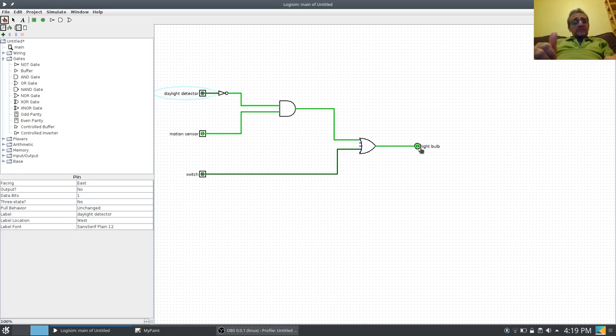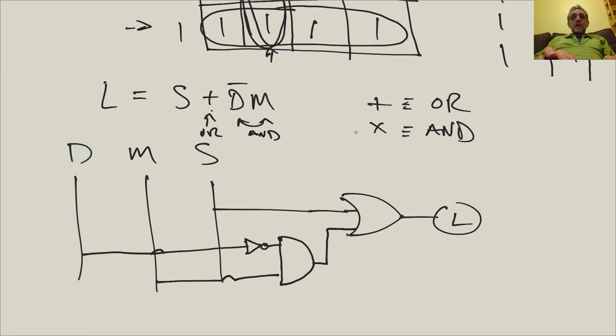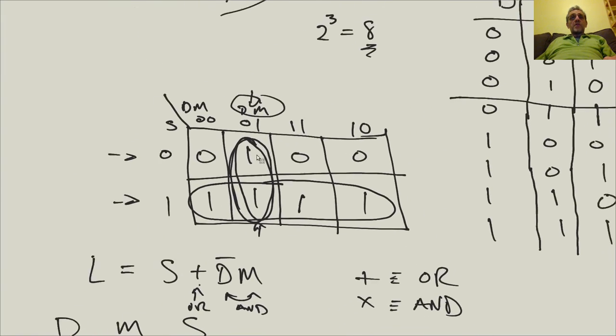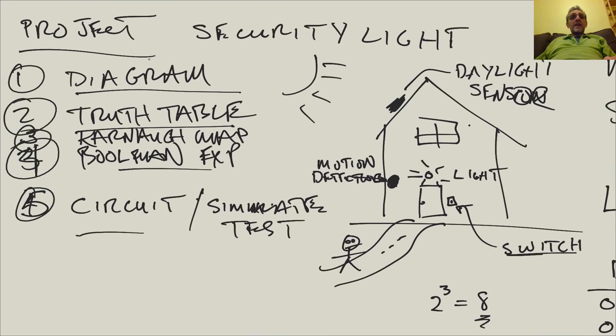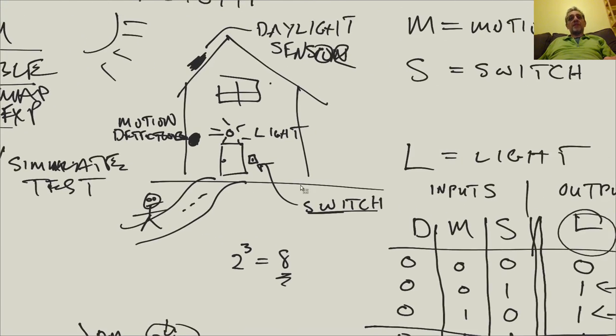So now you see, we got pretty much every scenario. I'm not sure if there's any other ones we really need to check. Basically, that's the only situation where we want the light bulb to come on even though the switch is off. And so this is what you're looking at here. We tested it. We created the circuit diagram and tested it all from everything we've done previously by creating the diagram, truth table, Karnaugh map, Boolean expression, and then the circuit. So we went through the whole thing.